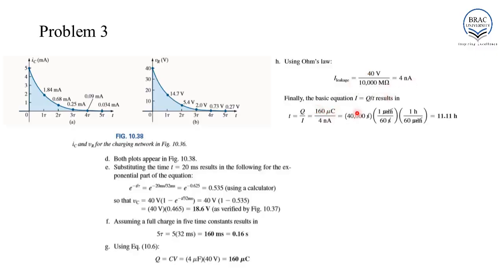The equation for I can also be written using the formula I equals Q by T. We know Q equals 160 microcoulomb and the leakage current is 4 nanoampere. Hence, T will be equal to 11.11 hours. That is, if the capacitor, after being fully charged, is removed from the circuit and kept at a place, then due to the leakage current, it will take the capacitor 11.11 hours to be completely discharged.